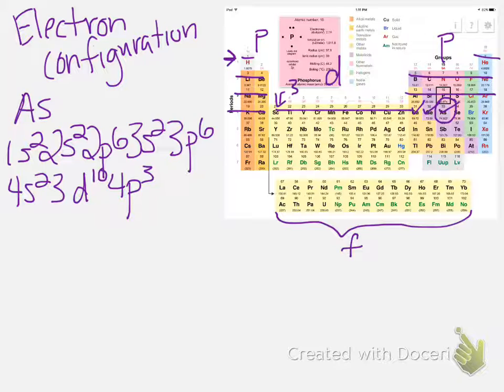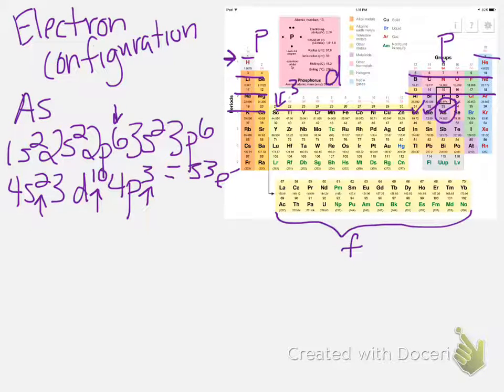Now if I count up, arsenic should have 33 electrons. I have 2, 4, 10 at this point, 12, 18, 20, 30, and 33. So I do have my full 33 electrons.